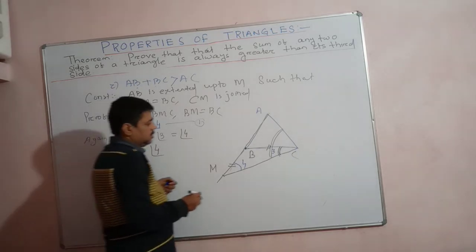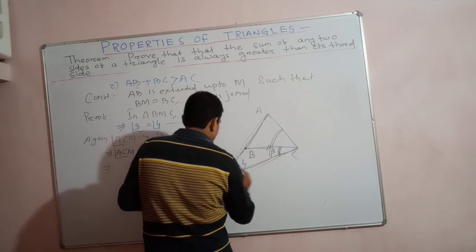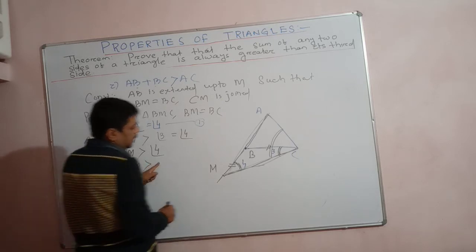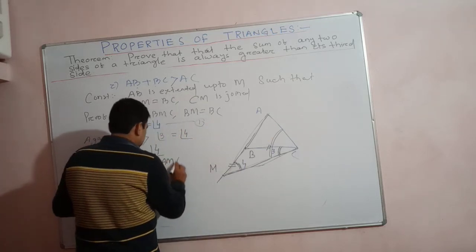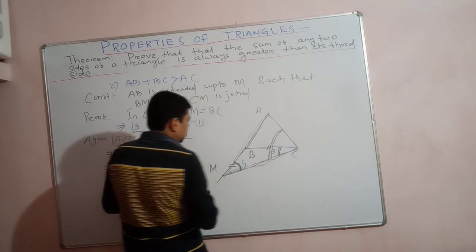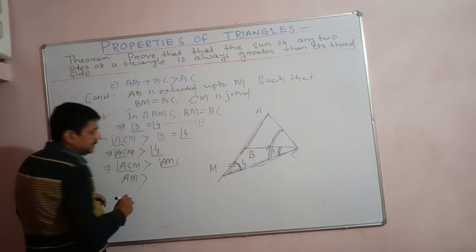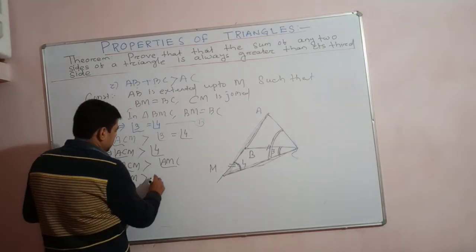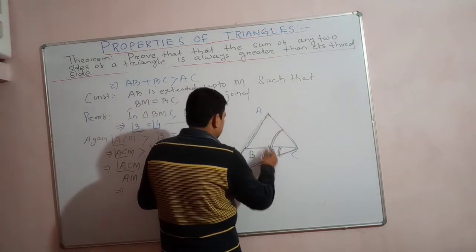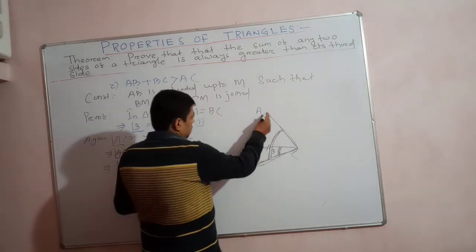Now ACM angle is greater than angle 4, which means which angle? AMC angle. Yes or no? So in place of angle 4, I can write AMC angle. Now let us see in triangle ACM. Total ACM angle is greater than this angle. So the side opposite the greater angle, AM, must be greater than the side opposite the AMC angle, AC. Yes or no? In triangle ACM, this angle's opposite side is AM, and this angle's opposite side is AC. So AM is greater than AC. Again, AM is equal to AB plus what? BM.